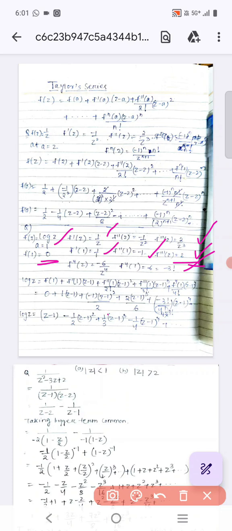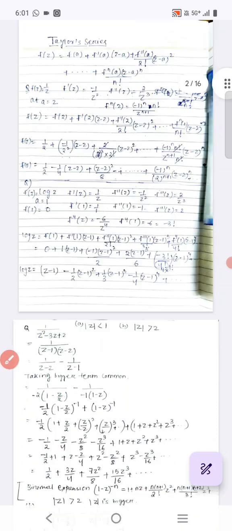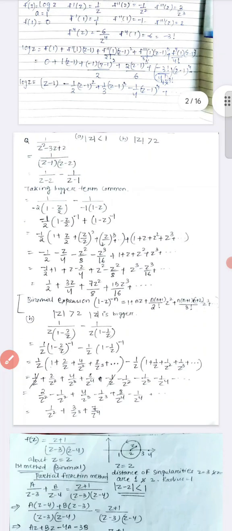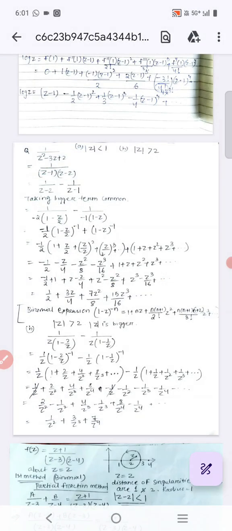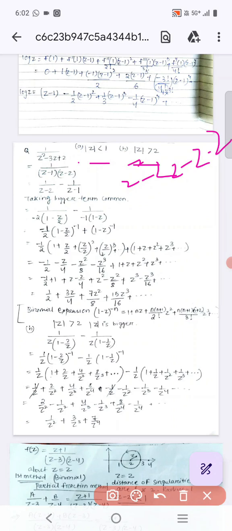First we have to convert the denominator into factors, that is z square minus 2z minus z plus 2. That means z common, z minus 2, minus 1 common, z minus 2. So what are the factors? z minus 1 and z minus 2. Partial fractions are applied here, and I will provide you the trick: a by z minus 1 plus b by z minus 2.